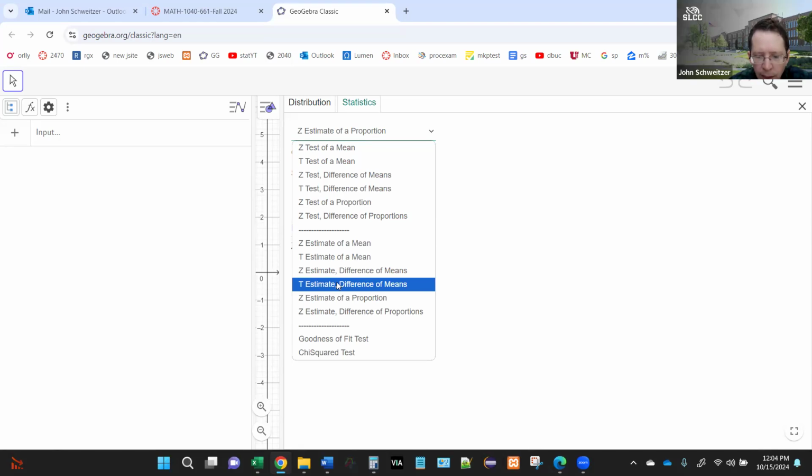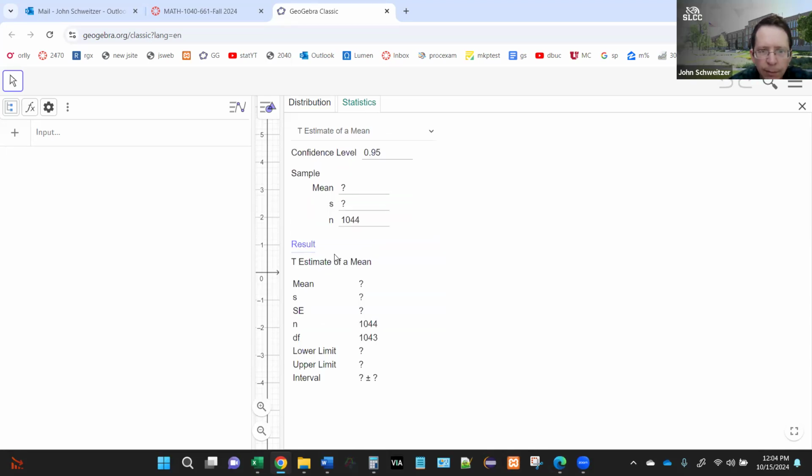So what kind of sample do we have? Do we have 2 different samples and we're comparing differences? No, we just have 1 sample of people and we're looking at the average. So we're down to these 2. Which one is it? Well, if you don't know sigma, the population standard deviation, then it's going to be the t-distribution. For our class, we actually never use the z-estimate of a mean. So it's the t-estimate of a mean.